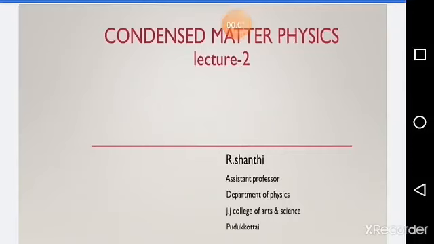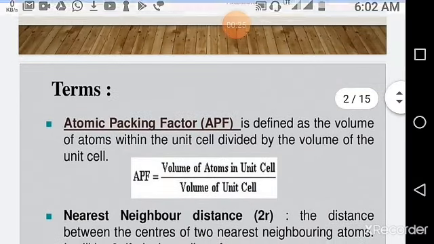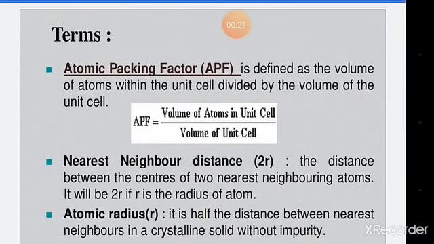Good morning. In the first session, we discussed the basic concepts in condensed matter physics, such as classification of matter, crystalline materials, polycrystals, amorphous materials, crystal structure, lattice parameter, and finally the 14 types of Bravais lattice. In this session, first, important terms in crystal structure.